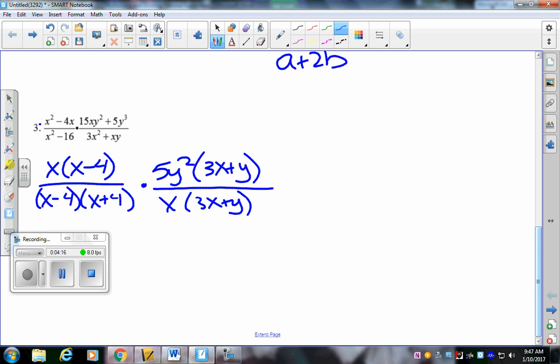All right, it would have been a lot more work if I tried to multiply my numerator and denominator first and then refactored and canceled. It would have just been a nightmare. So factor, cancel, then we'll take a look at what's left over.